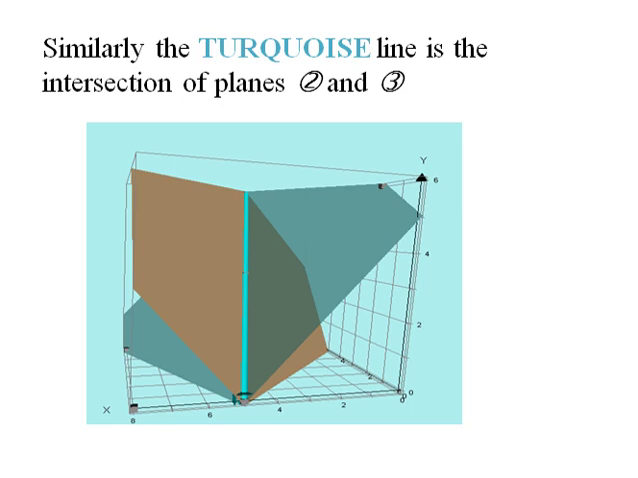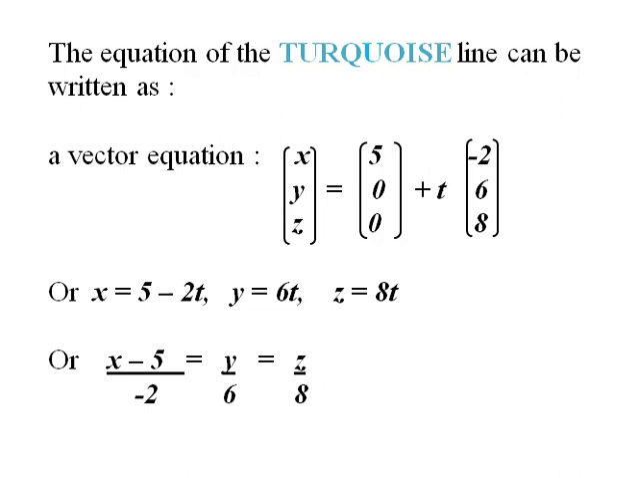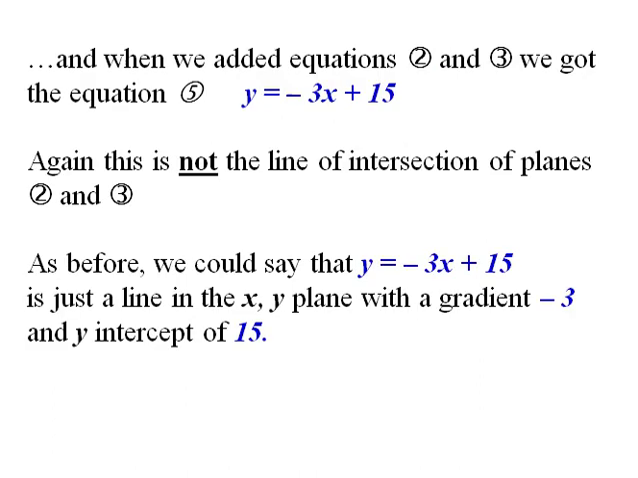Similarly, the turquoise line is the intersection of planes 2 and 3, and these are planes 2 and 3 here. The actual equation of the turquoise line is just as complicated as the other one. And when we added equations 2 and 3, we got this blue equation, and again this is not the line of intersection of planes 2 and 3. So as before, I'm going to say that this is a line in the xy plane with a gradient of negative 3 and a y-intercept of 15.